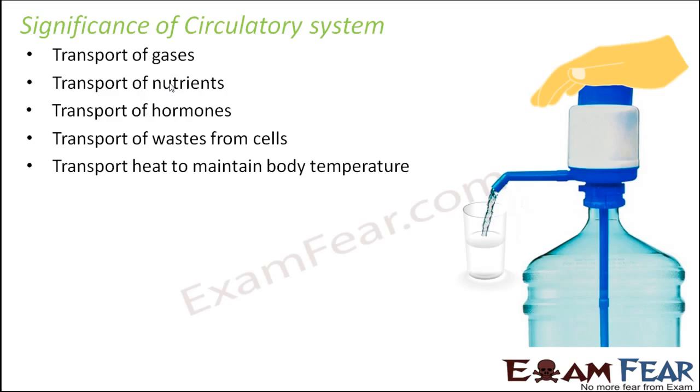So that is not really possible. So the heat also needs to be transported throughout the body to maintain a consistent temperature. The circulatory system also contains cells that fight infection. For example, if you talk about the WBCs, they help to fight infection, and that means they also help to build up the immunity of the body. So these are some of the important significance of the circulatory system.